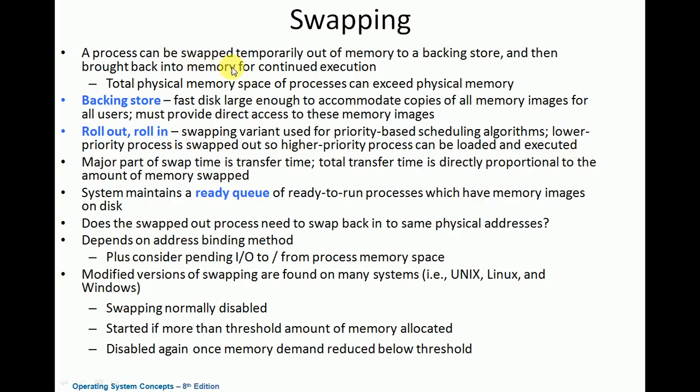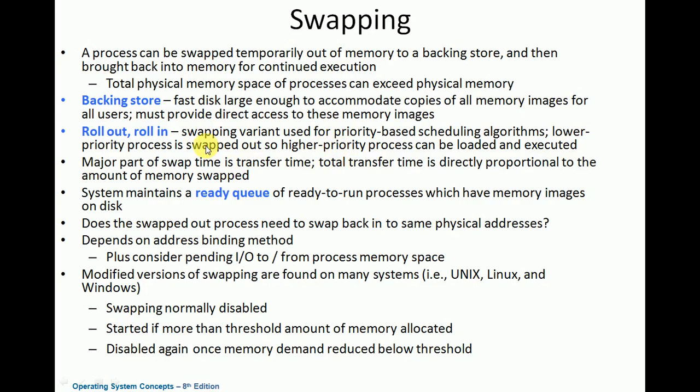Now let us see what swapping is. A process can be swapped temporarily out of memory to some backing storage. Then it can be brought back into memory for continued execution. Here the total physical memory space of processes can exceed physical memory, so we can make use of swapping. Let us understand what the backing store is. The backing store is a fast disk storage, large enough to accommodate copies of all memory images for all users, and it must provide direct access to these memory images.